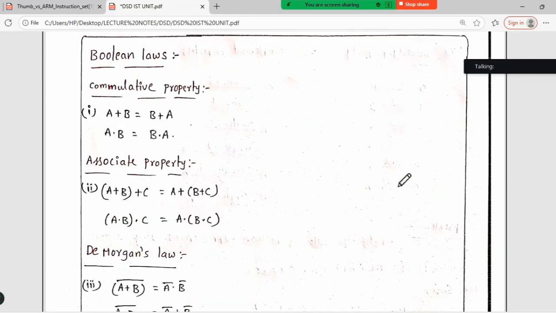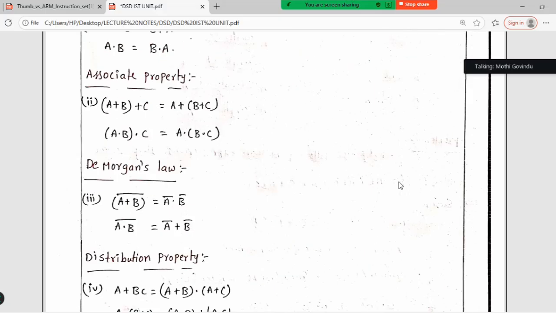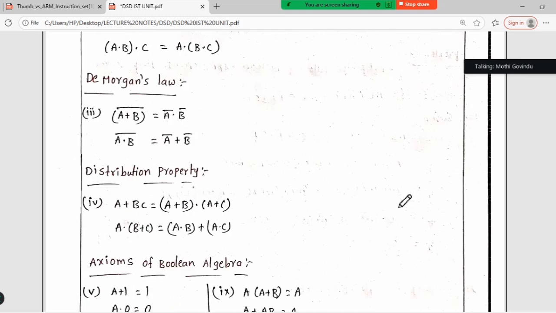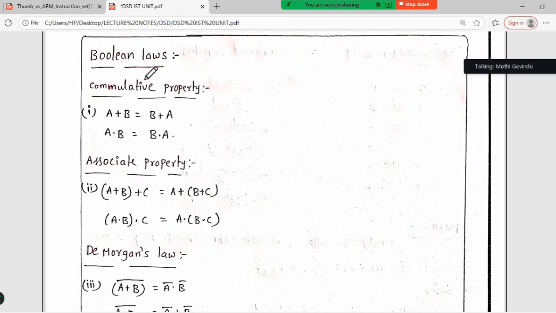Now we are going to see some Boolean laws. There are completely different laws. We'll discuss them one by one. First, the Boolean laws. The first one is the commutative property. Here, A plus B equals B plus A.